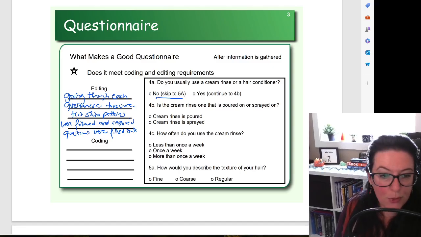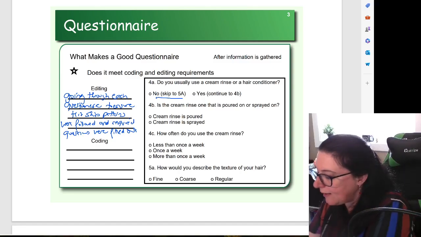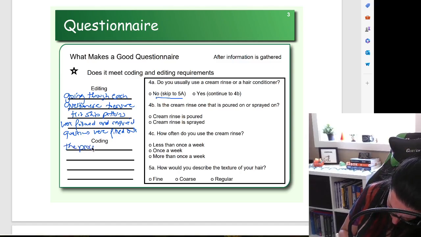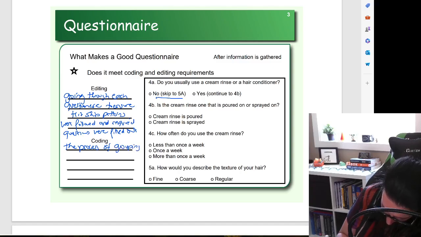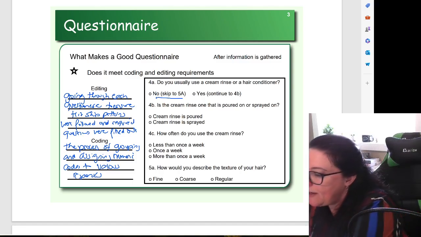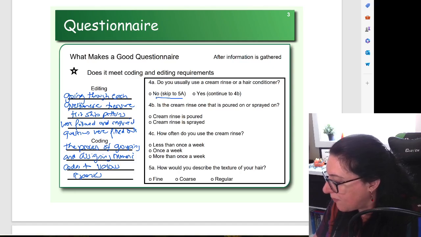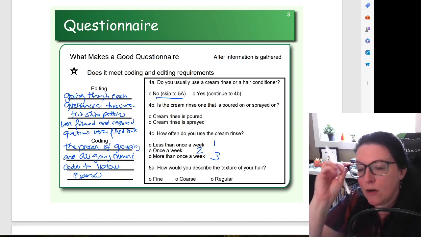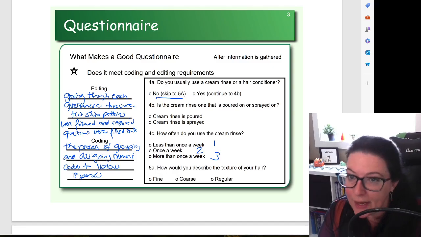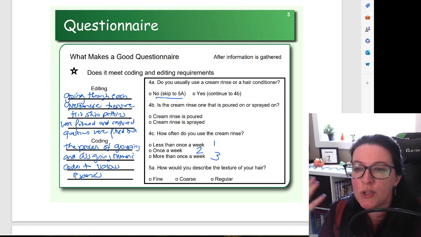Now, we also do coding as we prepare for analysis, and coding is the process of grouping and assigning numeric codes to various responses. With our survey that you see here, for 4C we could code that 1, code that 2, code that 3. By doing this, in our spreadsheet, instead of having the words less than once a week, every time someone picked the first response to 4C, we would just show it as a 1.